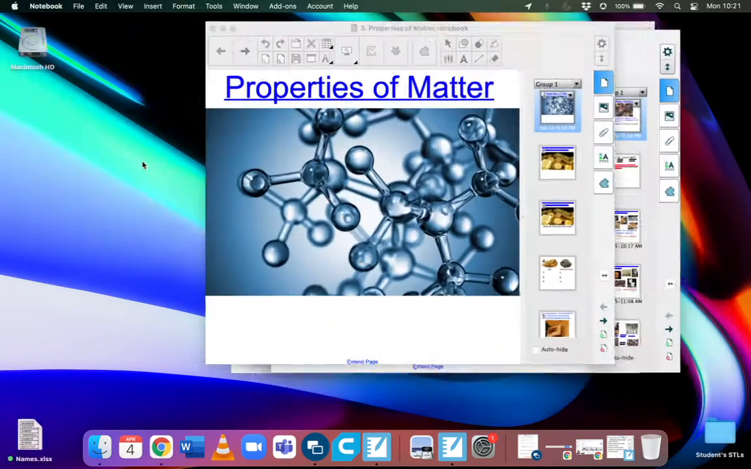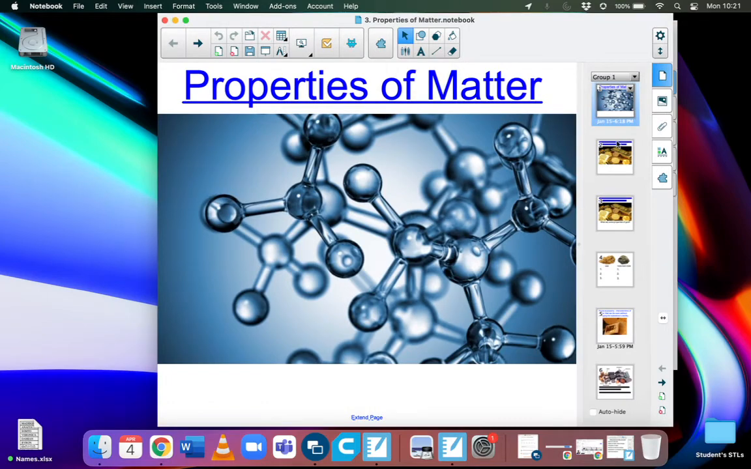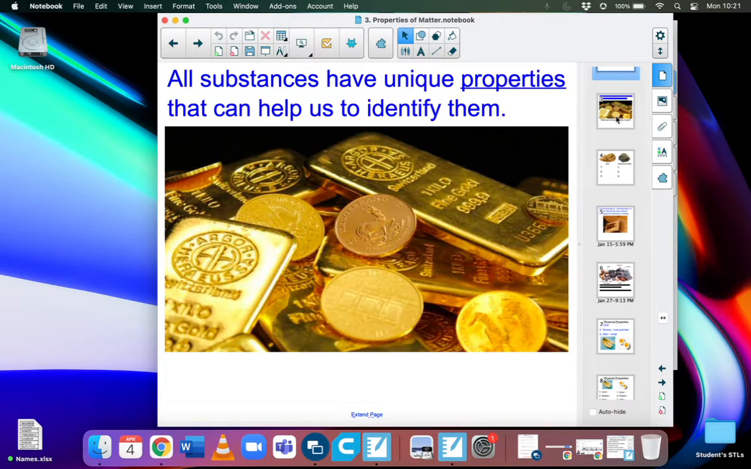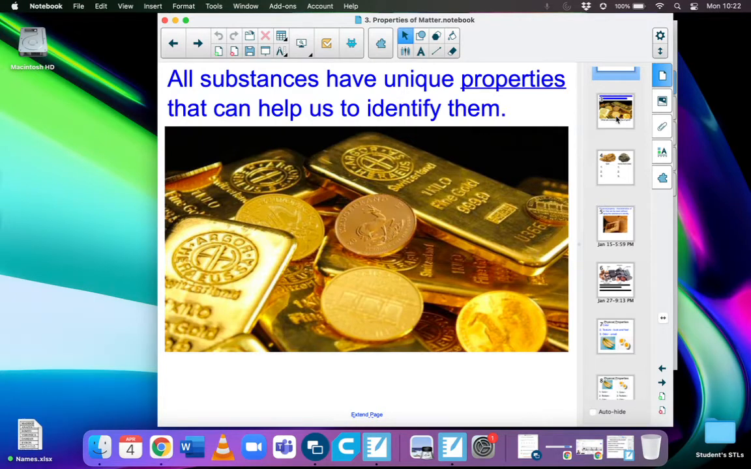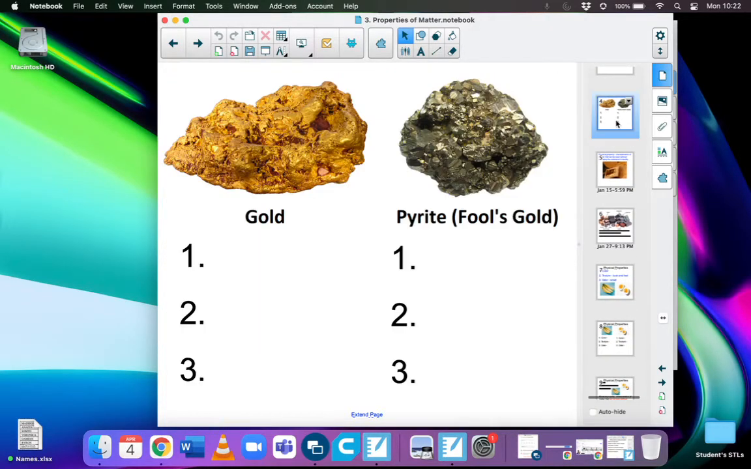Next up is properties of matter. There are a lot of properties, so make sure you study them. You've got to know them all. We talked before in class about how all substances, all types of matter, have unique properties that can help us to identify them. And when we did the gizmos, where you were a forensic scientist, you found some counterfeit coins, some fake coins. And how did you know they were fake? Well, we investigated the properties of those coins to know that, is it really made of gold? How do we know? We ran some tests on it.